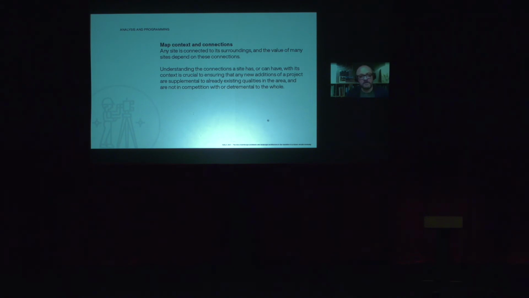But also we need to think about the context. We need to zoom out a little bit. We need to understand the surroundings of a future site or a future project. Everywhere is connected to its surroundings. And the value of many places actually depends on these connections. So we need to understand what connections are in place already and what connections could be created or enhanced, improved, because this adds to the sum of the already existing qualities in the area. We need to stop trying to compete with what's already there. We need to add what's missing to add to the sum of the quality of an area larger than our own project site.